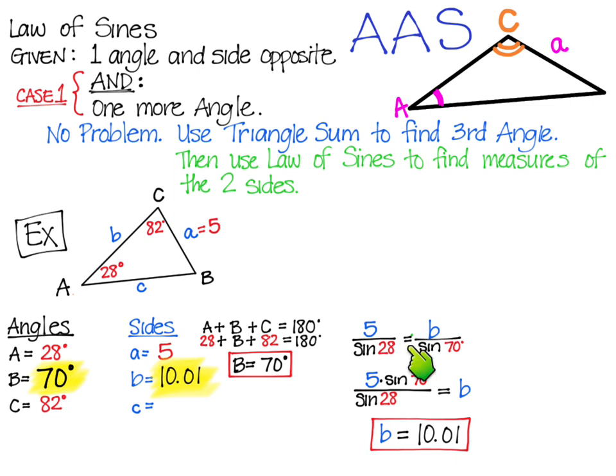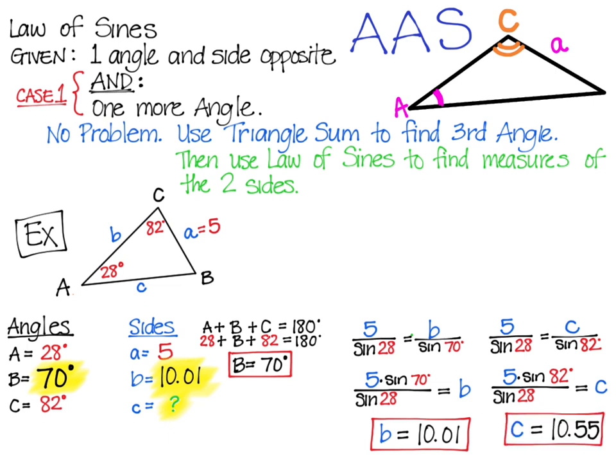We're going to do the same process using angle A and side A to figure out side C using law of sines. So 5 compared to sine of 28 degrees is equal to C divided by sine of 82. Multiply both sides by sine of 82 degrees. Plug it into your calculator and you get 10.55. And we have solved a triangle. So this is using law of sines to solve a triangle. We've got all three angles. We've got all three sides.